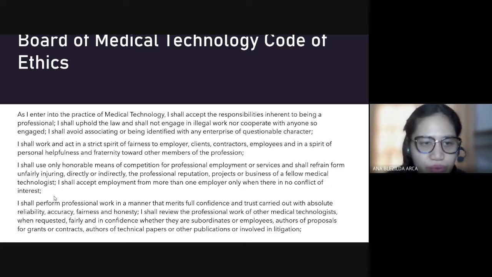Ito ang ating panunumpa. So as I enter the practice of medical technology, I shall accept the responsibilities inherent to being a professional. So when you say professional, ibig sabihin noon, you are going to abide to the rules and regulations of the company that you're going to apply with. So ang kanilang rules is, ang pasok mo 6 to 2. Dapat papasok ka ng 6 to 2. And then kapag may mga company policy yung mga ospital, kailangan mo sundin yun kasi nga you are being a professional.